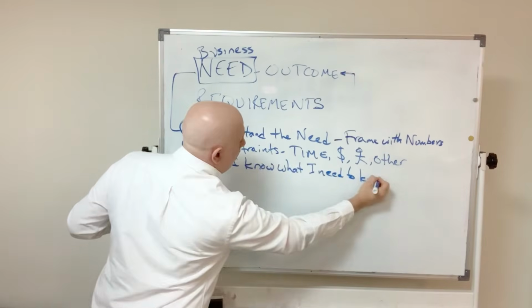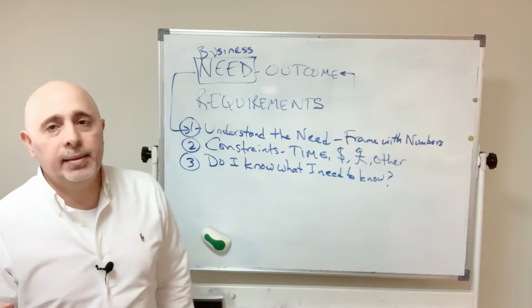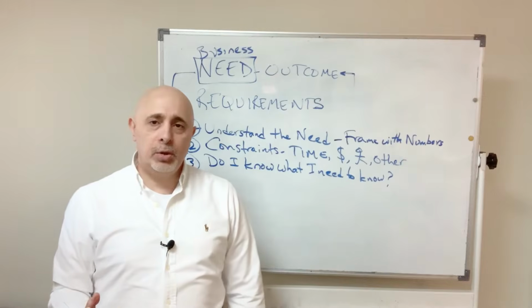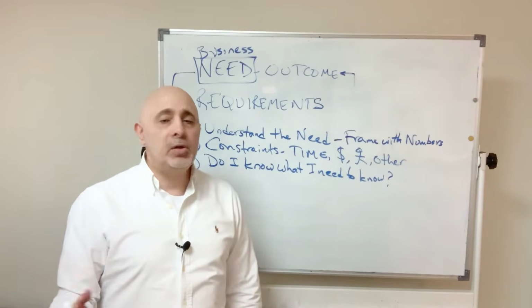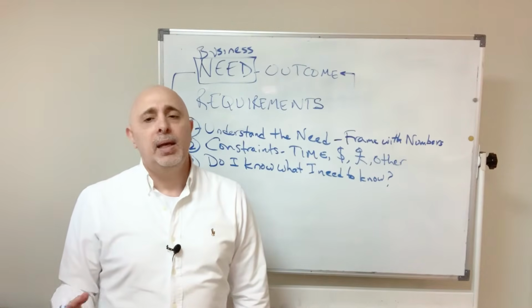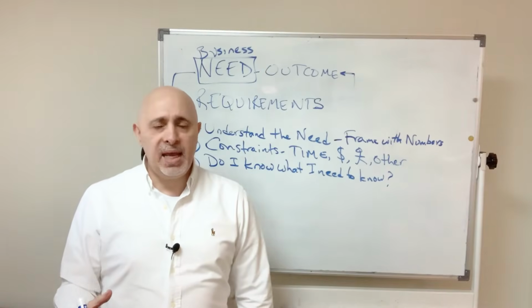All right, so assuming you know what your constraints are, then you need to go to the third step. Do I know what I need to know? So what does this mean? Let's say you ask me to implement SharePoint across the organization, or maybe you ask me to convert all of our printing into some centralized printing solution. My question to myself would be, what does this take?